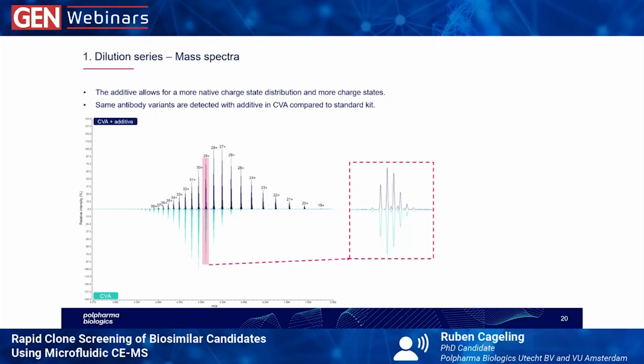When looking more at the individual variants, for example, I took the 29 plus charge state, you can see that there's no difference in the amount of species that you would detect.